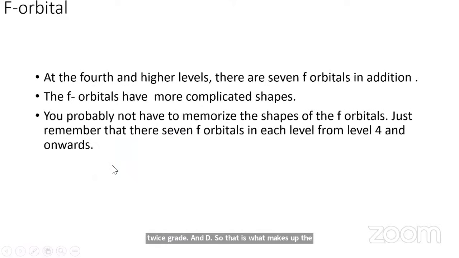Now, the fourth orbital that we want to look at, which is of higher energy, is the f orbital. The f orbital has a complicated shape, and so all we need to know is this: we should just remember that there are 7 f orbitals in each level, and the f orbital starts from energy level 4. So as we go on from energy levels 4, 5, 6, and so on, you have f orbitals in those energy levels.